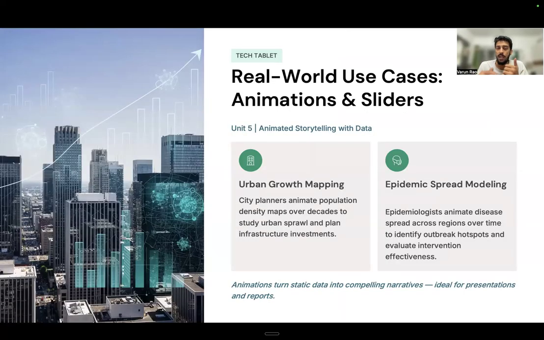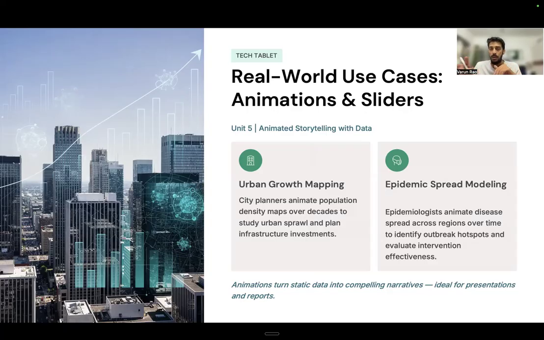Then urban growth mapping. We all know how cities nowadays are overpopulated, while just a decade back, cities were merely populated. From populated to overpopulated, it just took 10 years. And this can be very nicely viewed even for the last 50 years, if you are able to use a good animated storytelling library along with certain features.